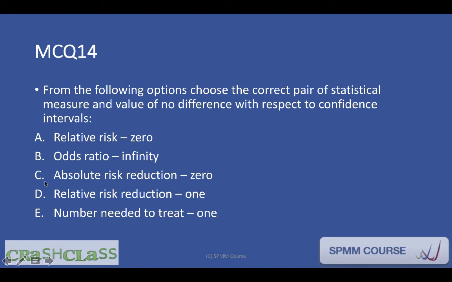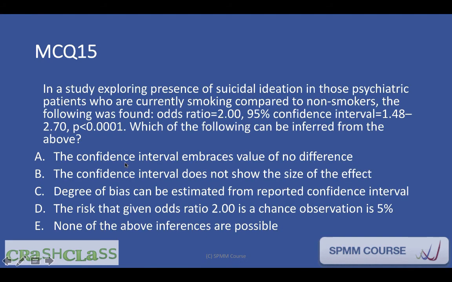After the next question, I will show you a slide with a table where I will show you all of the effect size variables and the value of no difference for each of them. Okay, and when we go through confidence intervals, you will understand this in much more detail. So the answer for this is C. When you see the next question, you will know why.